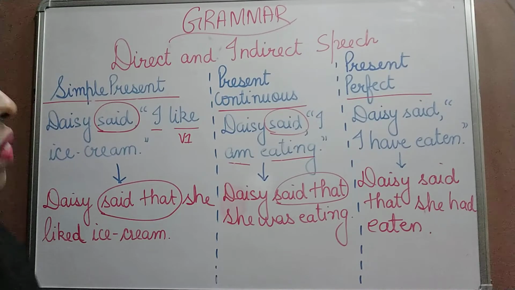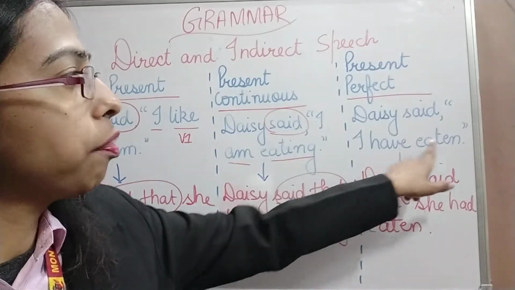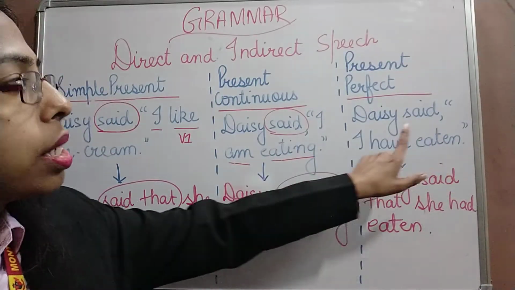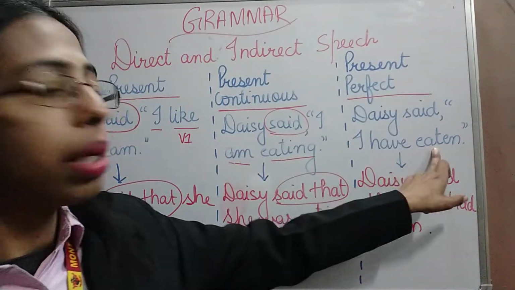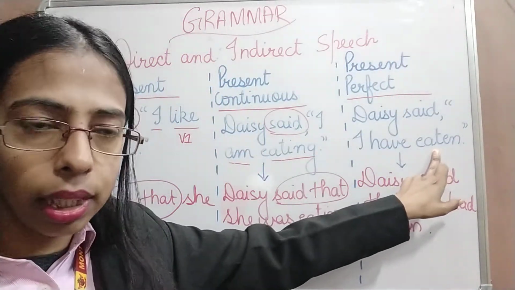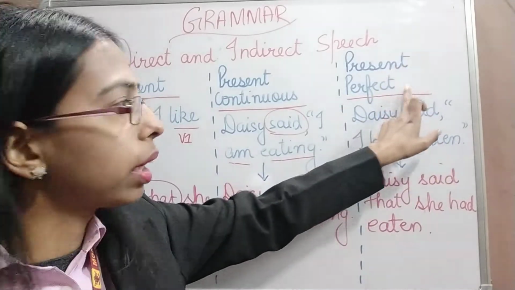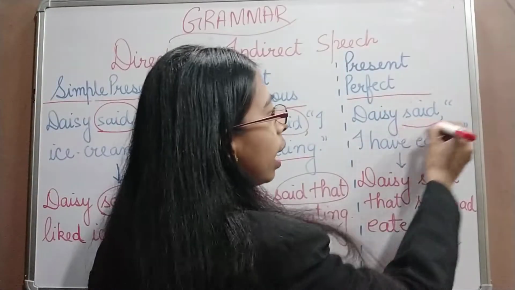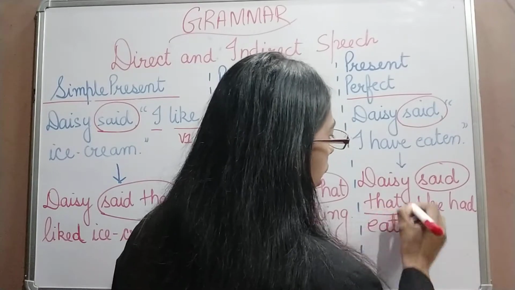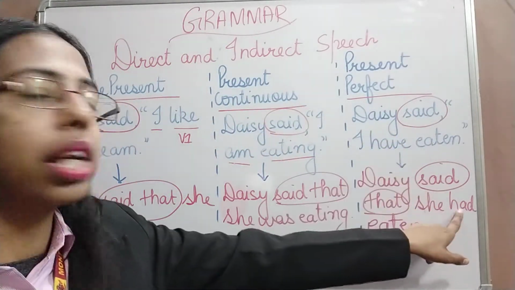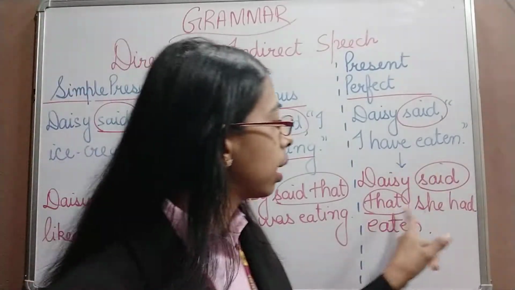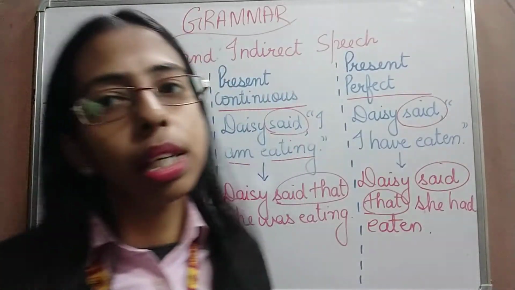Okay, come to perfect. Perfect is has, have plus third form of verb. So, have eaten. Daisy said, I have eaten. Have plus third form of verb is telling you that it is present perfect. Said will change into said that, as I told you. Daisy said, I have eaten. Daisy said that she, have will change into had. Daisy said that she had eaten.